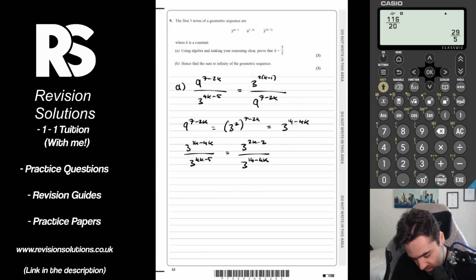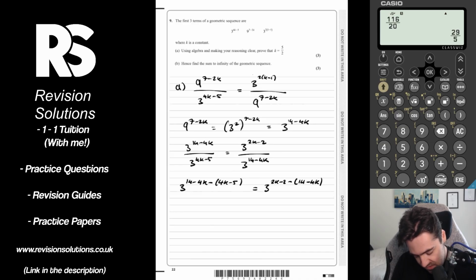But on the left, in fact, let's just write it out. This is what I'd do if I was in my exam to not make a mistake. I would write 14 minus 4k, and where I want to minus something, let's put it in a bracket: 4k minus 5, like that. And the same on the other side: 3 to the 2k minus 2, minus bracket 14 minus 4k, and now we're not going to miss these double minuses.